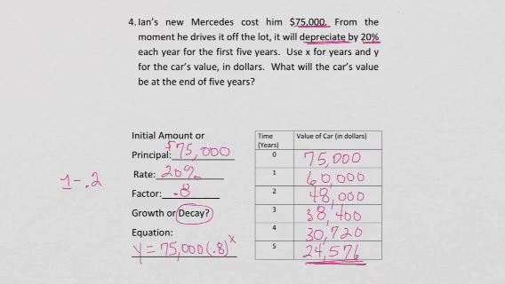So again, when we look at the graph, the domain is all real numbers. The y, or the range, is greater than 0.